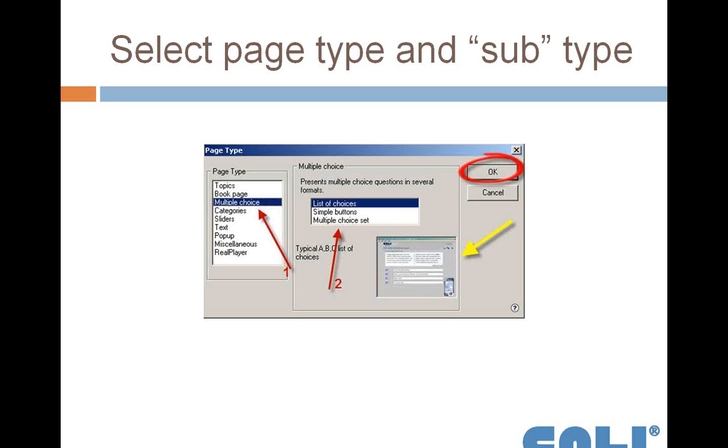exist in these columns. So in page type pointed to here with arrow number 1, I've selected multiple choice. Arrow number 2, I've picked list of choices, which is the multiple choice question that most of us have done a gazillion of by this point in our life. And the yellow arrow is pointing to a teeny tiny little iconic representation of what that page type will look like, just as a reminder that this is what the page type looks like. So once I've made all these decisions, I can click the OK button and move on.